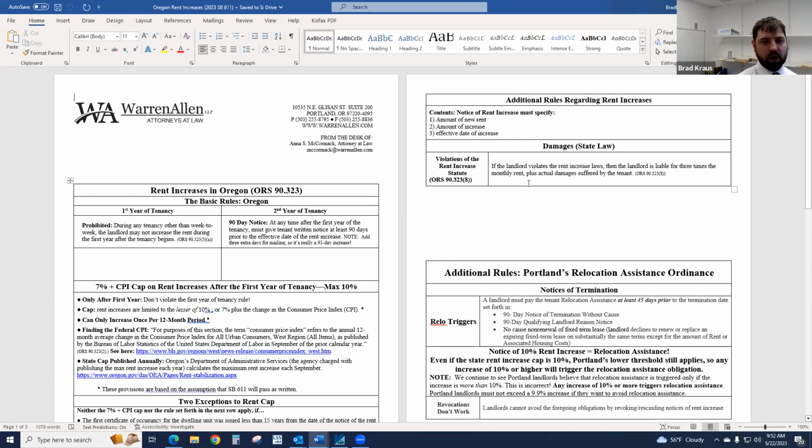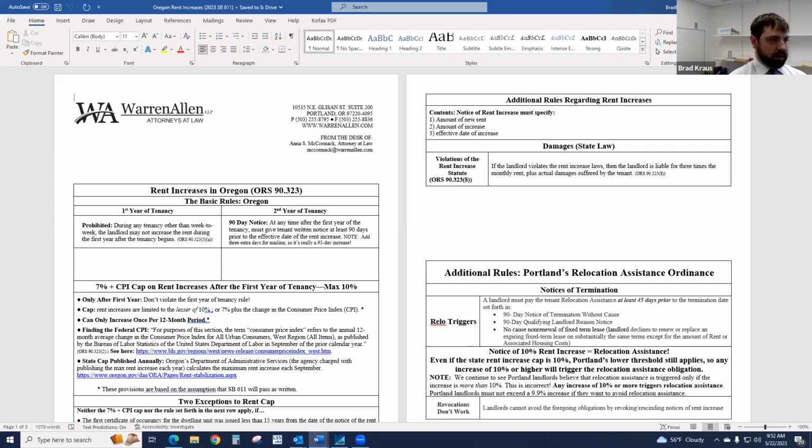All right, so on to SB 611. SB 611 is the new set of rent increase rules. They have not been signed by the legislature yet, but they will be, and once they are, they will be effective immediately. So it is important to talk about them right now.